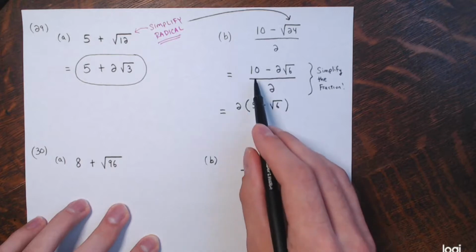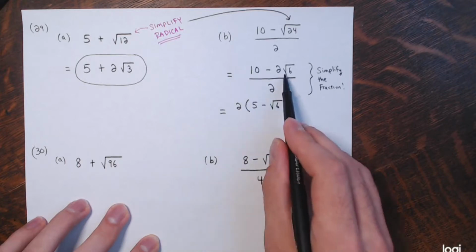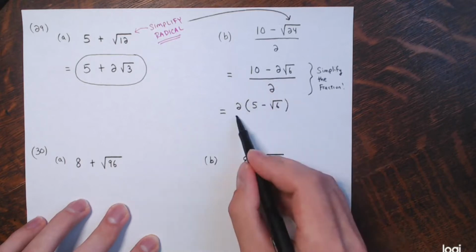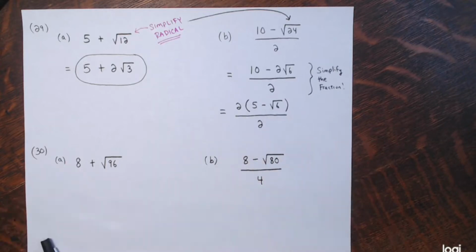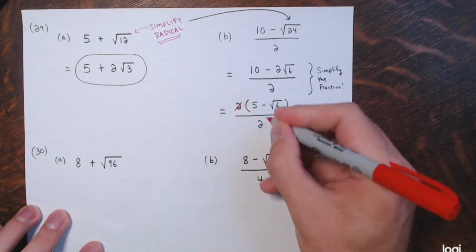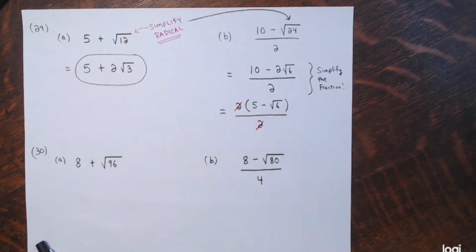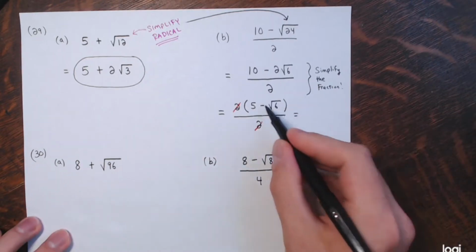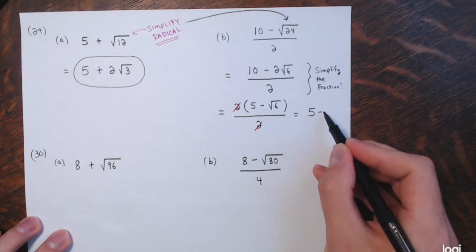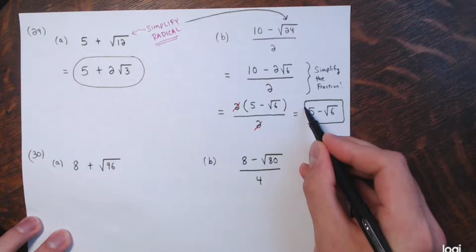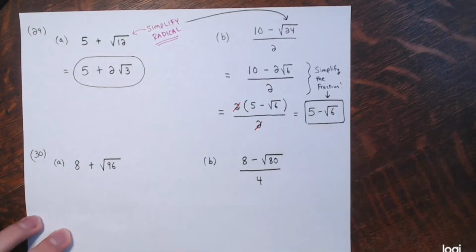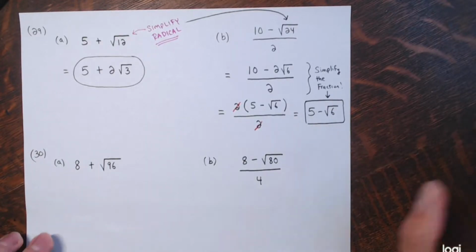You can redistribute and check: 2 times 5 is 10, minus 2 times the square root of 6. Divided by, and the denominator is 2. And you see the common factor in the numerator and denominator, right? They both have a common factor of 2. Those become 1, and I'm left with just 5 minus the square root of 6 at the very end. And that's as simplified as the result gets.